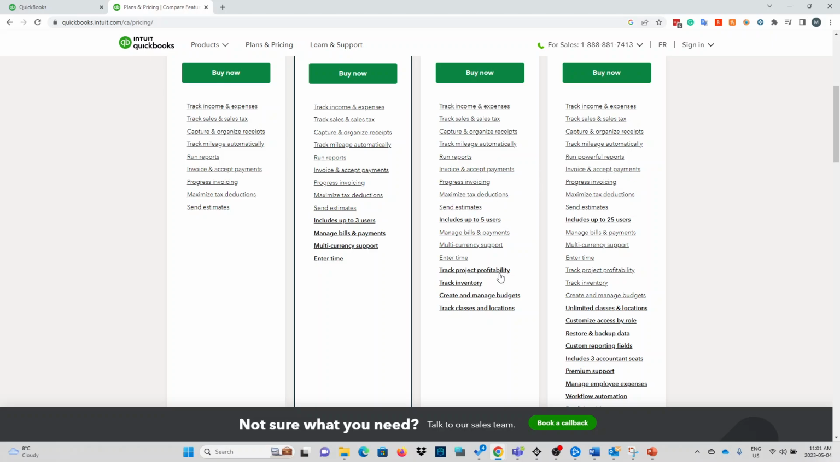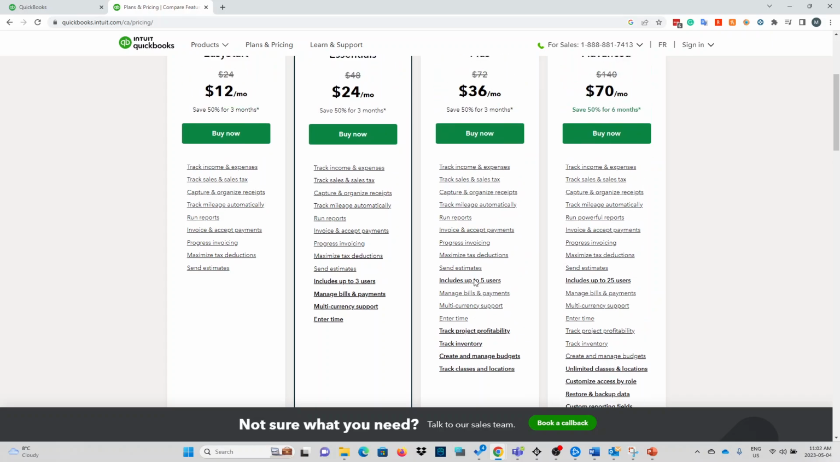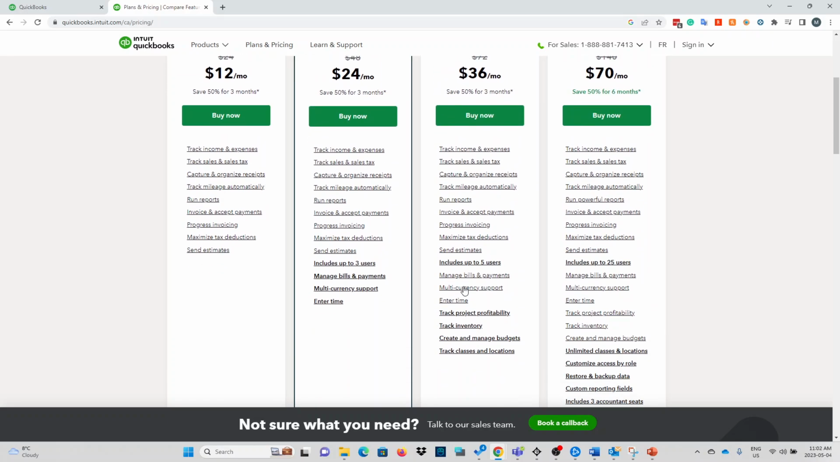Also you want project-based accounting. Say you're in the construction industry, you want to track each project separately. You want to track your inventory. Maybe you're in e-commerce and you want to track accurately your inventory going in and out. So in those cases, you're going to choose Plus.